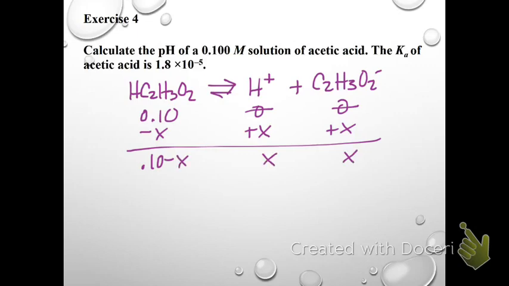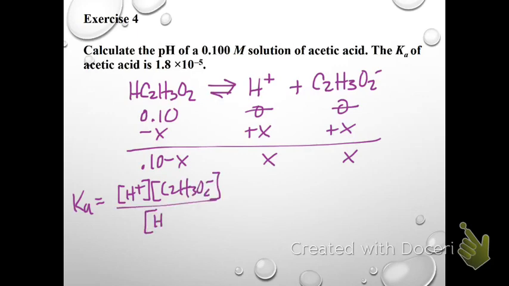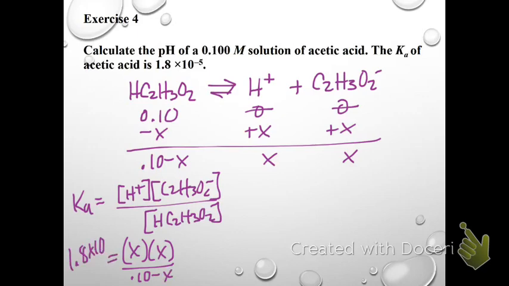Okay, you know this is the RICE. I don't have to write out RICE, do I? R-I-C-E. All right, so our equilibrium expression, let's remind ourselves what it would be this one time. Ka is hydrogen plus times the conjugate base over the acid, just so you remember what it looks like. So we're going to plug x in, and 0.1 minus x, and that's going to be equal to 1.8 times 10 to the negative 5th.